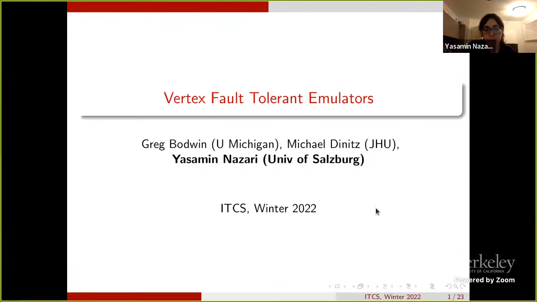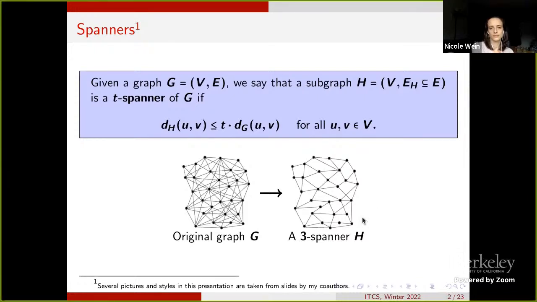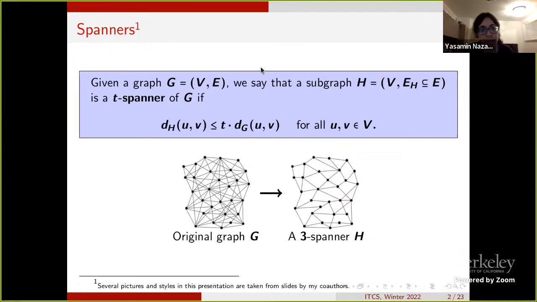All right, so yeah, this talk is on vertex fault-tolerant emulators, and it's a joint work with Greg Bodwin and Mike Dinitz. Okay, so let me start by defining spanners. Given a graph G, we say that a subgraph H is a t-spanner of G if for all nodes u, v, the distance between u and v in H is at most t times the distance between u and v in G. So for example, here you see this graph G, which is a dense graph, and then you see a sparse subgraph that preserves the distances up to a factor 3 for all pairs.